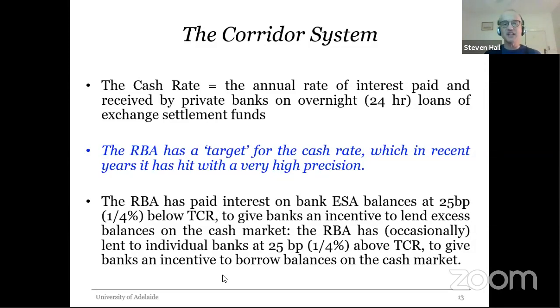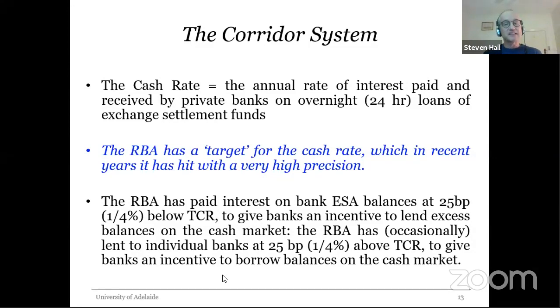How did they facilitate this? Well, part of it involved the use of a corridor system, which I've already described to you for interest rates. Until the 18th of March, the RBA paid interest on bank exchange settlement account balances at 0.25% below the target cash rate. This gives banks holding more exchange settlement account reserves than they need an incentive to lend out those exchange settlement account reserves at the cash rate rather than just keeping them on deposit at the RBA.